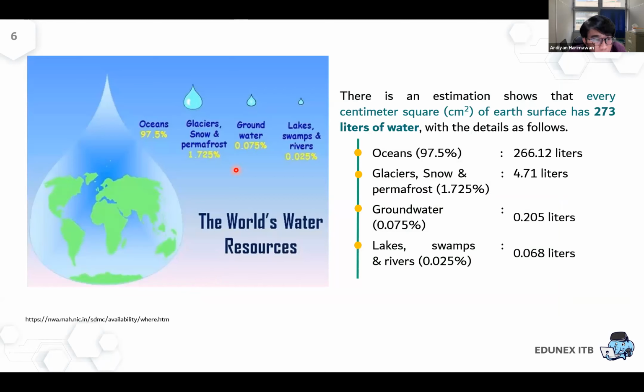Okay. Previously we learned that our planet is a water planet, where 70% of our Earth is in the form of water. However, most of the water is in the ocean, so it will be in the form of seawater with the characteristics that I have previously mentioned.